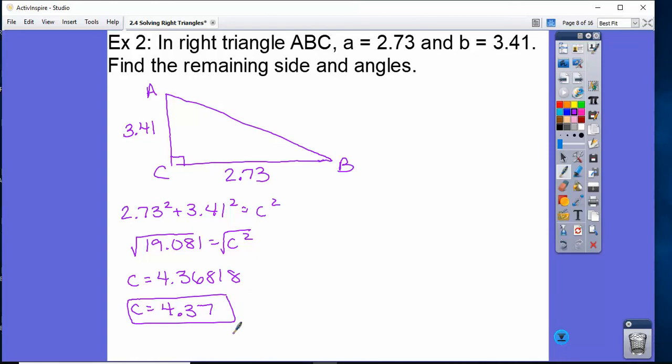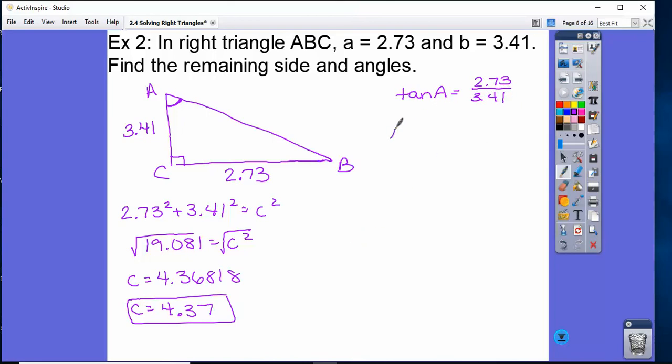Let's talk about these angles. We know angle C, that's not an issue. We need A and B. If I can find one of them, we can get the other one. If I want angle A, from here, this is the opposite, and that is the adjacent. What trig function involves opposite and adjacent? Tangent. So we could say the tangent of angle A equals the opposite over the adjacent.